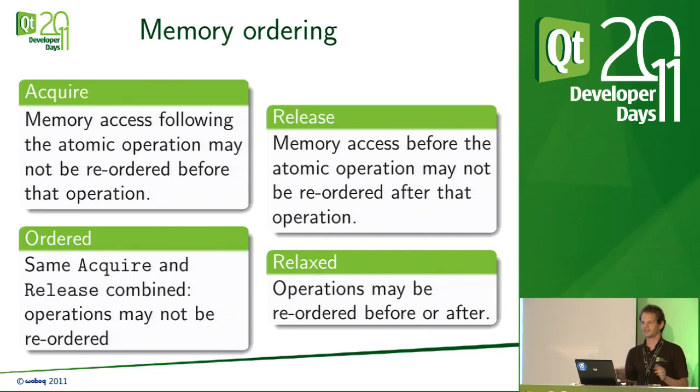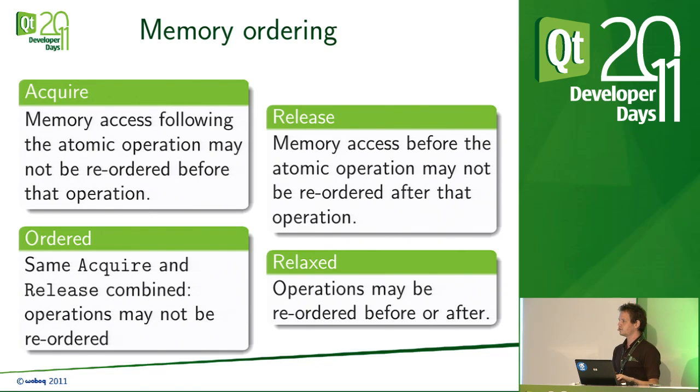That's the one that says that for this operation there is no memory barrier. All the operations can be reordered before or after. And there is the ordered one that says no operation can be reordered before or after. And then there is the acquire, which means that every operation that is done after needs to be done after, and release is the opposite way. Every operation that is done before needs to be done before the atomic operation.